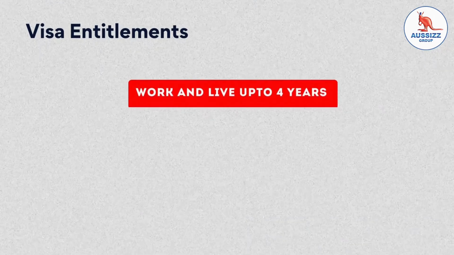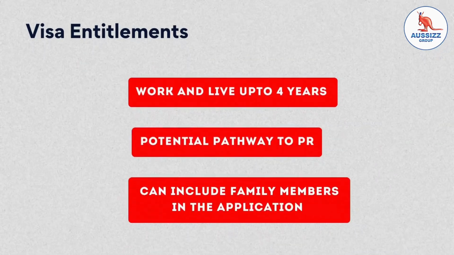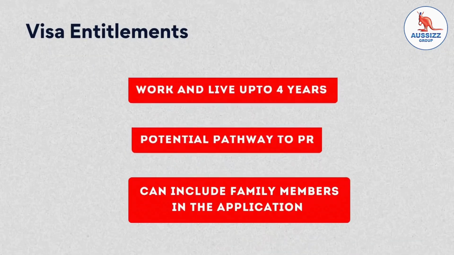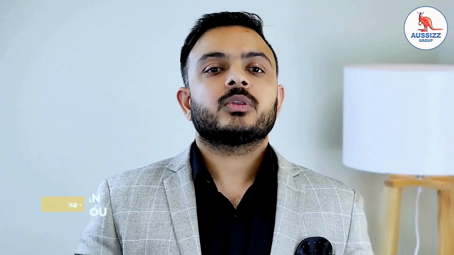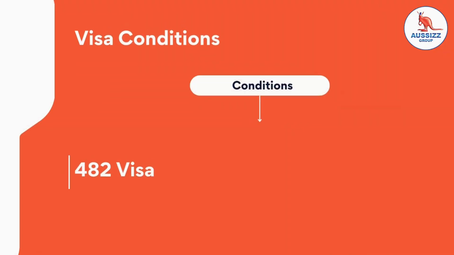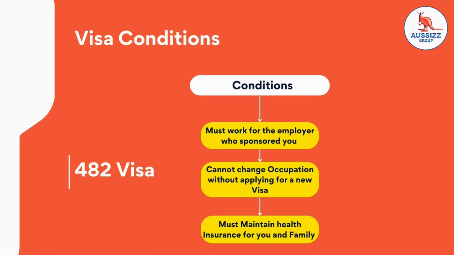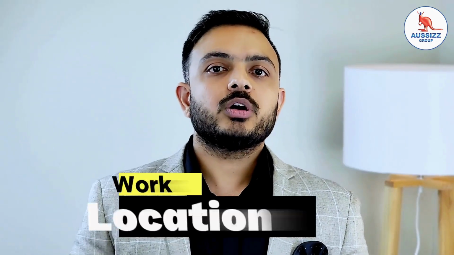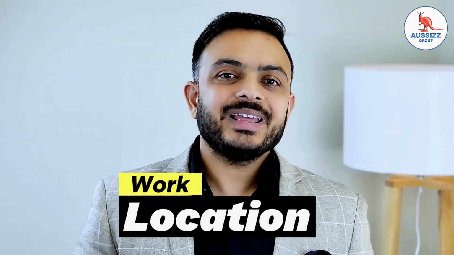This visa allows you to live and work in Australia for up to 4 years with potential pathways for permanent residency. You can also have your family members included in this application, such as your partner and a child. There are several conditions applicable on this visa. Number one, you must work for the employer who sponsored you for the visa in the nominated occupation. You cannot change the occupation without applying for a new visa. You must maintain health insurance for you and your family while you're staying in Australia. You must work in the location that was specified in your visa application.